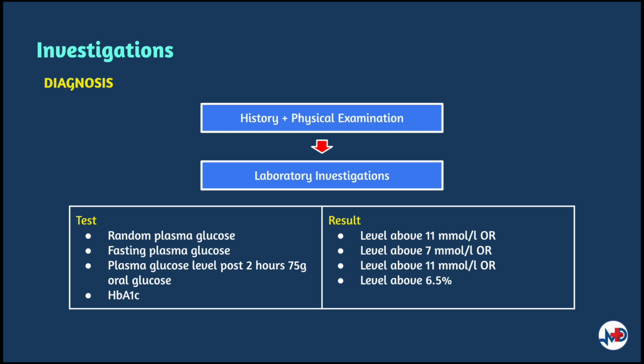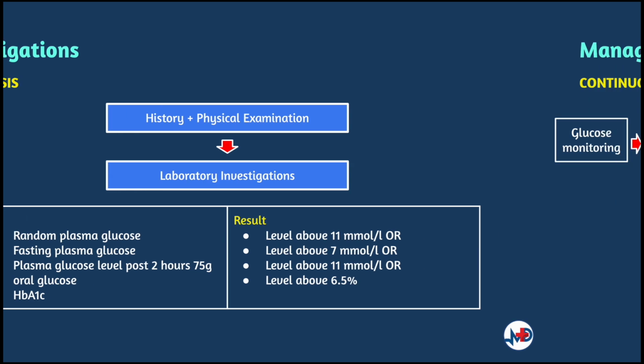In regard to that, the criteria are either a random plasma glucose above 11 millimoles per liter, or a fasting plasma glucose above 7 millimoles per liter, or a plasma glucose level 2 hours after 75 grams of oral glucose above 11 millimoles per liter, or an HbA1c level above 6.5%. In symptomatic patients, a single positive result is enough to confirm the diagnosis.